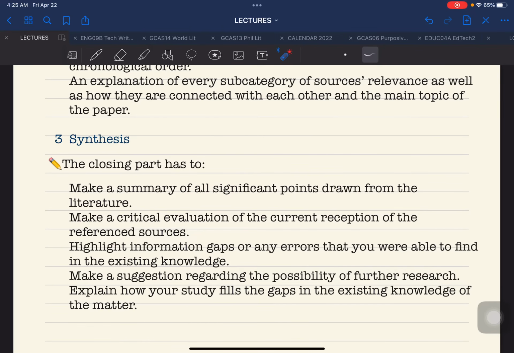Okay? So that is what we mean by summarizing, by getting the crucial and significant points and using it or citing it in your study. Okay, the next one, make a critical evaluation of the current reception of the reference sources.